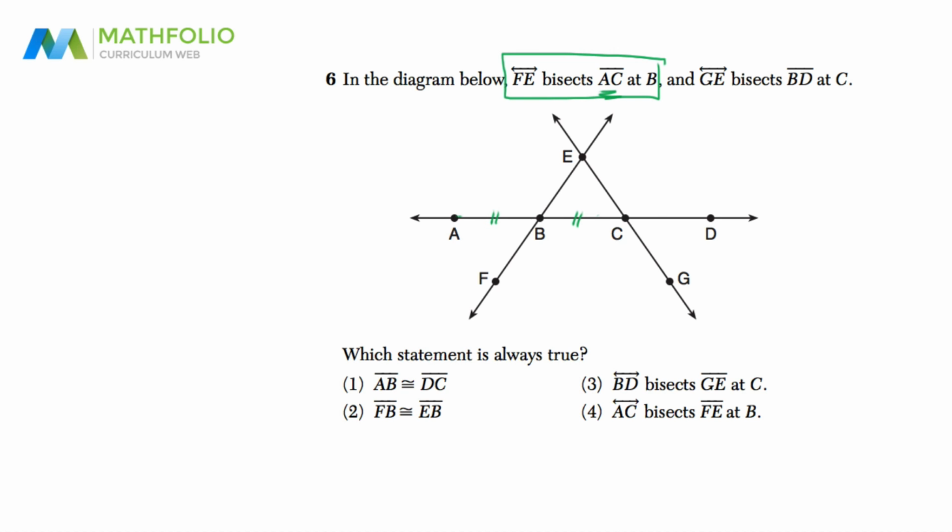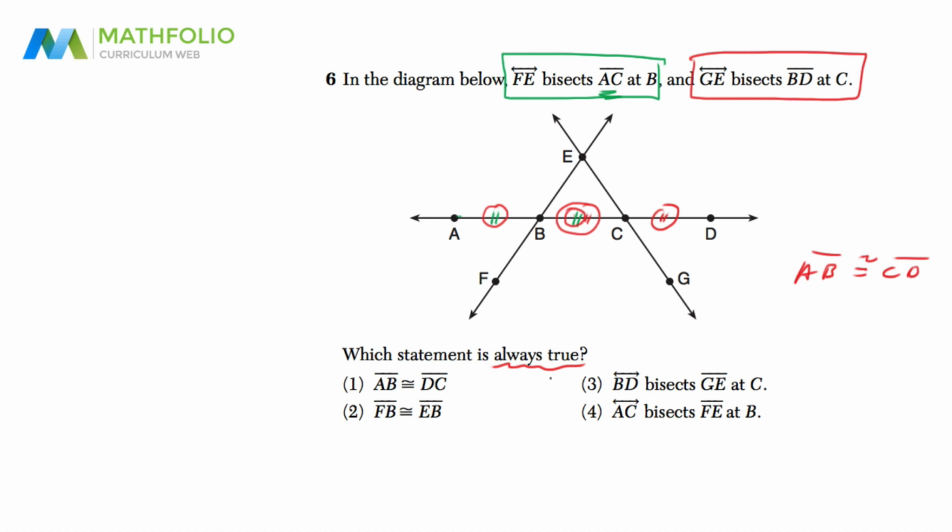Next, let me just change the color. It says, and GE, so GE is this other line, bisects BD at C. So BD is being bisected. So it means that this here is the same as this here. Well, if this is the same as this, and this is the same as this, we also know that segment AB is congruent to segment CD. We also know that. So anyways, we're asked, which question is always true?